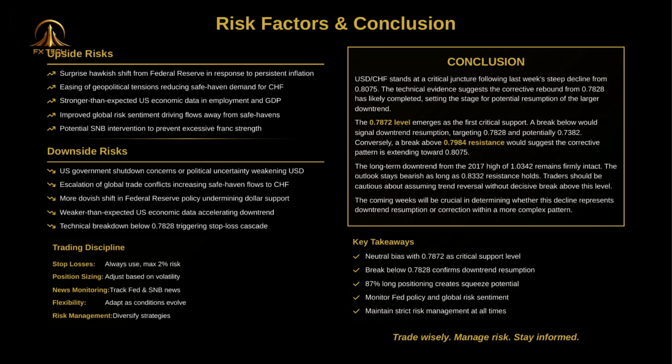The 0.7872 level emerges as critical support, with breaks below signaling downtrend resumption toward 0.7828 and 0.7382. The long-term downtrend from 2017's 1.0342 high remains intact, while 0.8332 resistance holds. Maintain strict trading discipline with stop losses, appropriate position sizing, and continuous monitoring of central bank communications. Trade wisely, manage risk, stay informed.